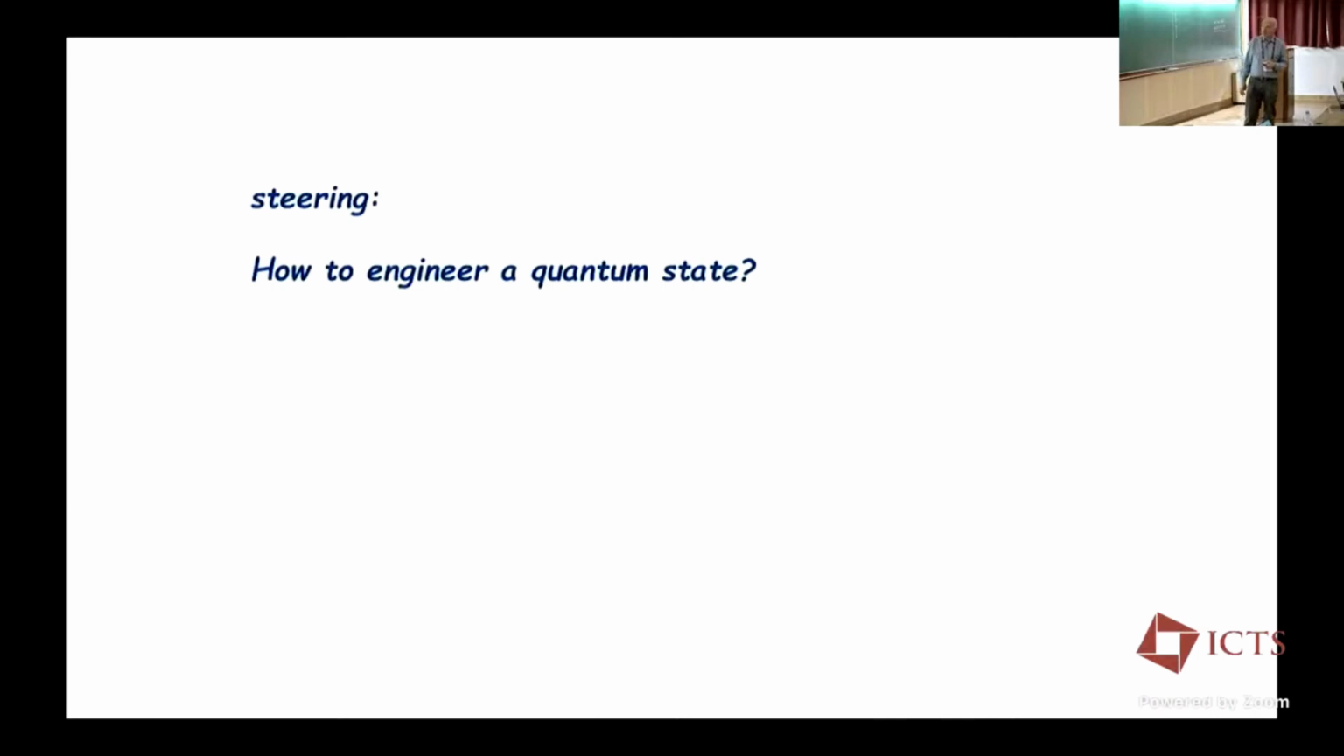So we start with steering. So steering is all about performing measurements, following some protocol of measurements, and pushing a quantum system into a desired, pre-designated state. And I will, of course, focus here on the case of a many-body state.